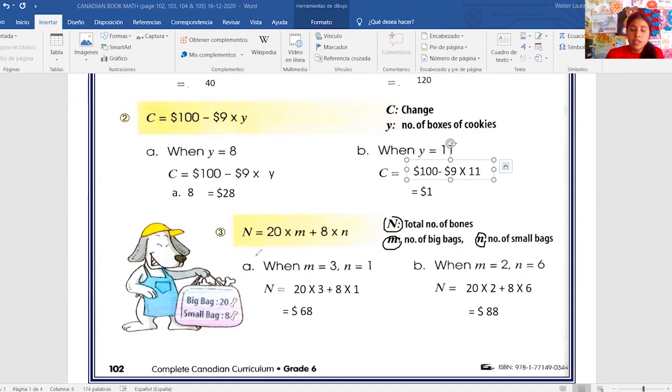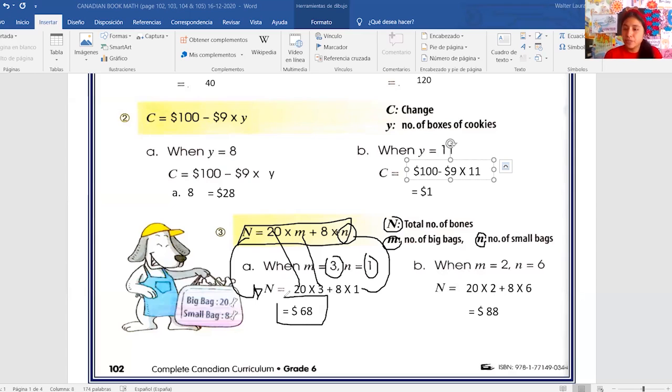In this case, we need to replace the values in this formula. So we have when M equals 3, okay, we know the value of M, we know the value of n, right? So we are going to substitute in this formula. N equals the same, 20 times M. M is 3, miss. Okay, I change here, plus 8, the same, times n. What is the value of n? 1, miss. So as a total, we are going to have $68, okay? Why, miss? Because 20 times 3 equals 60, plus 8 times 1 equals 8. 60 plus 8, 68. So that's why we have 68 as a total.